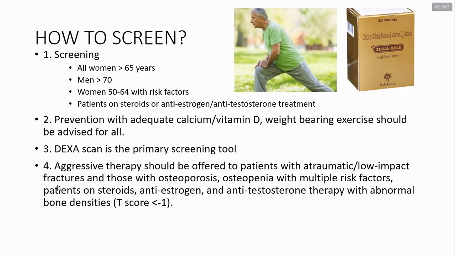You should start therapy on patients with low impact fractures. If a lady comes with a Colles fracture, you treat the Colles fracture first by applying plaster or doing plating, but as the wound heals, keep in the back of your mind that the underlying cause is osteoporosis. If you don't treat osteoporosis, she'll land up again in a couple of years with another fracture. So you want to treat osteoporosis by supplementing calcium, vitamin D, as well as anti-osteoporotic treatment like bisphosphonates.